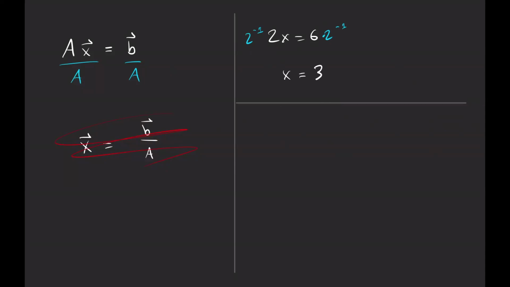So what if I did the same thing with these matrix stuff? If I have Ax equals b, well, what if I multiplied both sides by A inverse? But I want to be very clear. Watch what I do here.